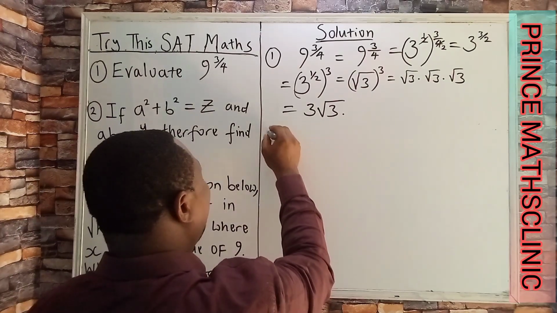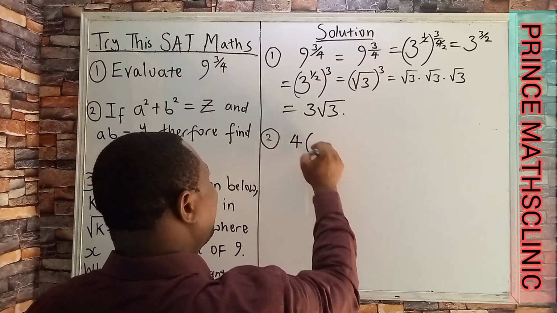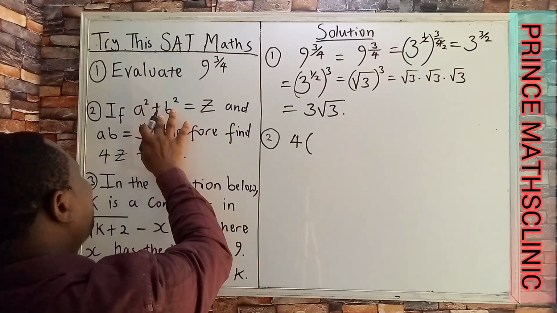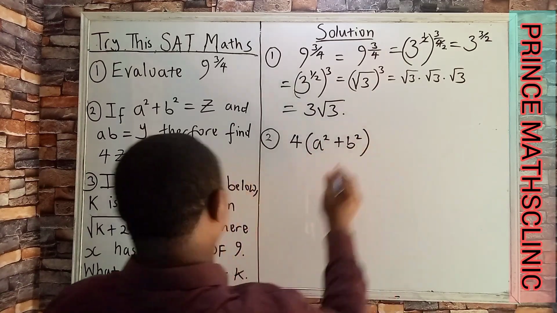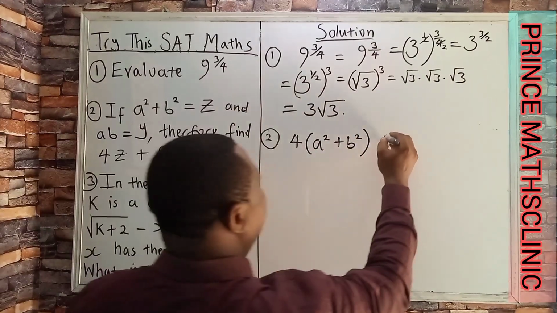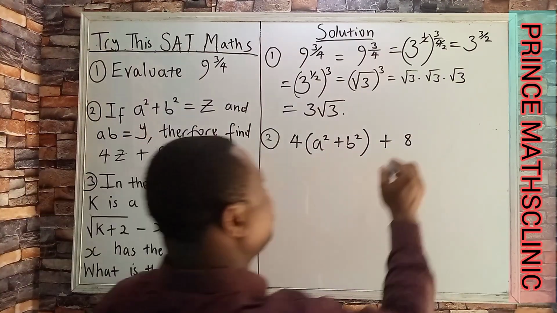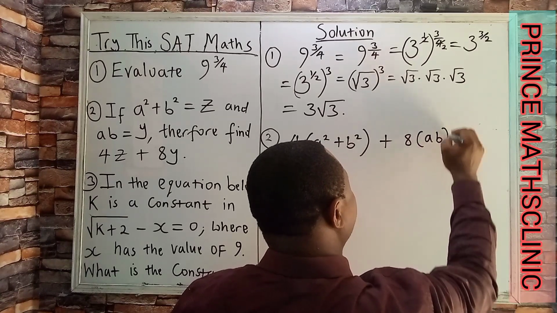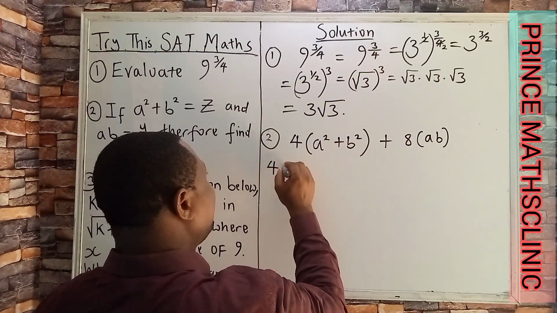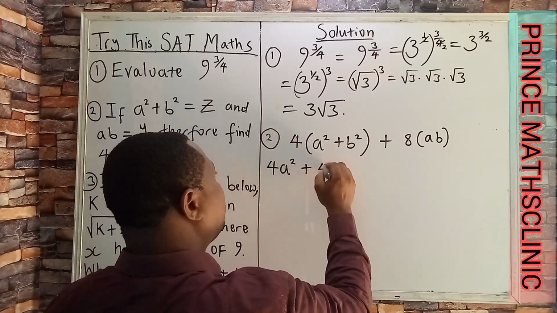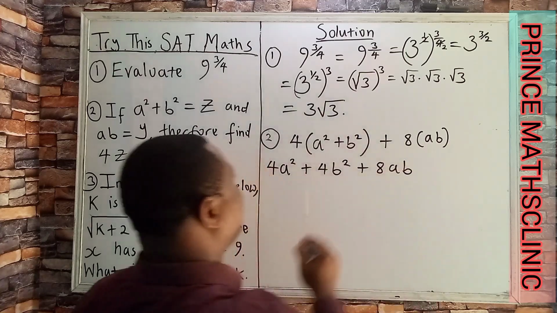So from what we know, I will have my 4, then my z is a squared plus b squared. This becomes 4 times a squared plus b squared. That is our 4z. Then plus 8y. What is our y? Our y is ab. So I'll multiply by ab. So expanding this, you will have 4a squared plus 4b squared plus 8ab.